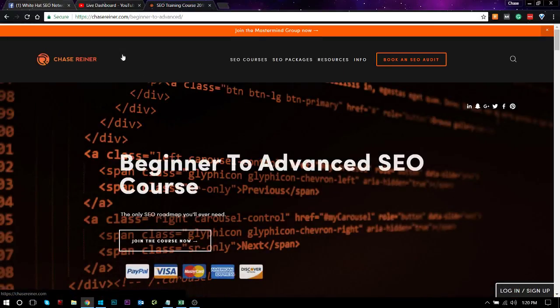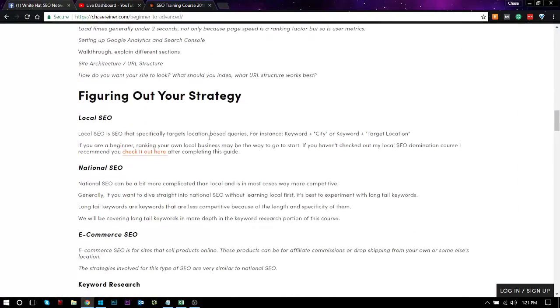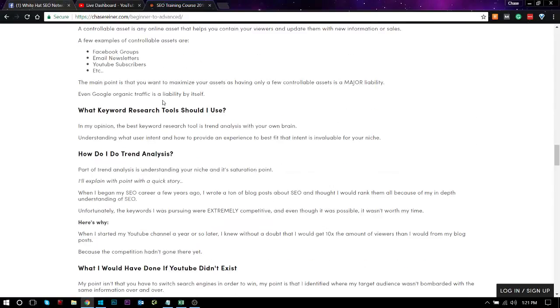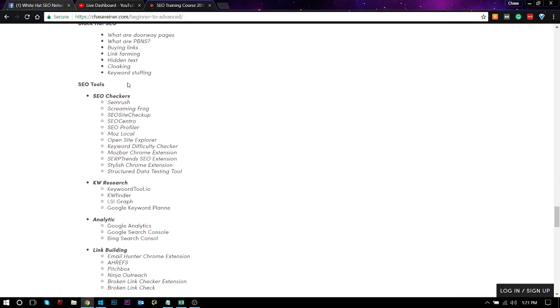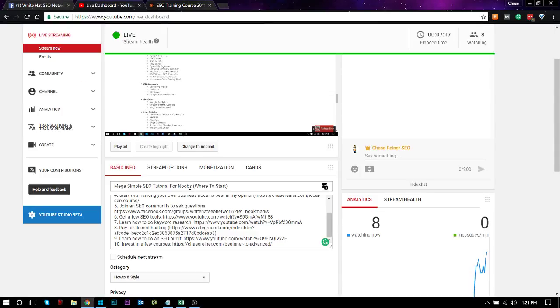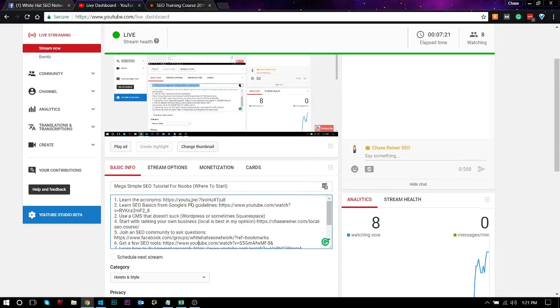It goes over all the things you're going to need to know starting out, like the acronyms we were talking about, keyword research, on-page basics, off-page, technical SEO, all that kind of stuff. So that's pretty much what you're going to want to do. This is your roadmap if you're brand new starting out, or if you're just trying to take your SEO game to the next level.